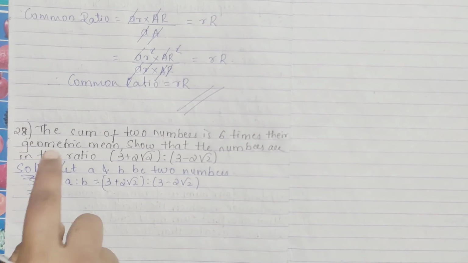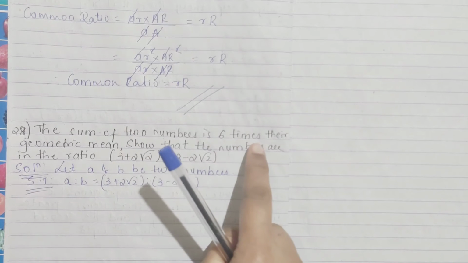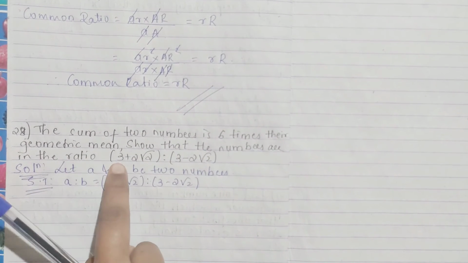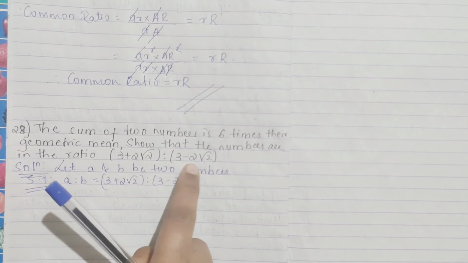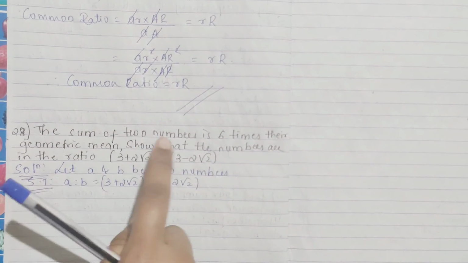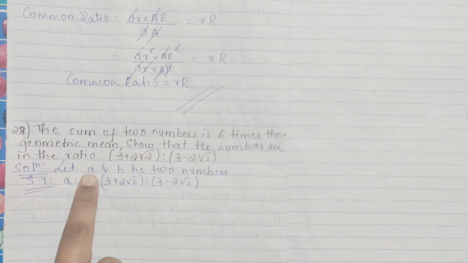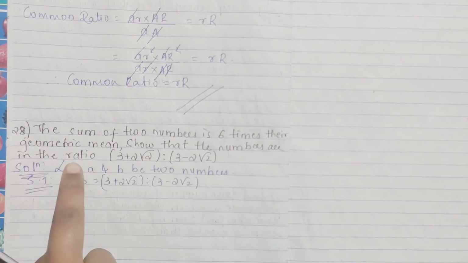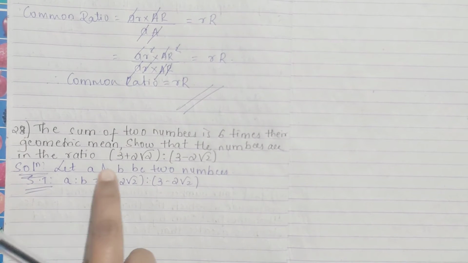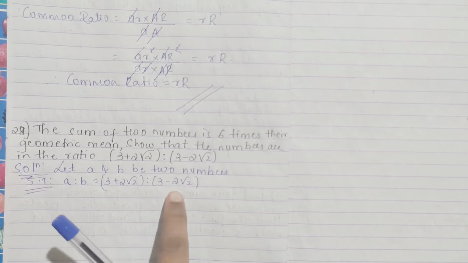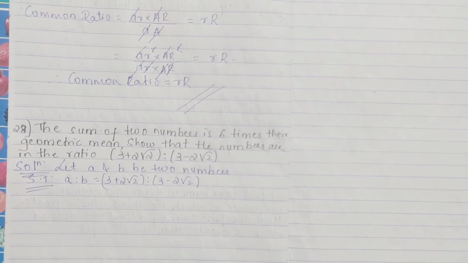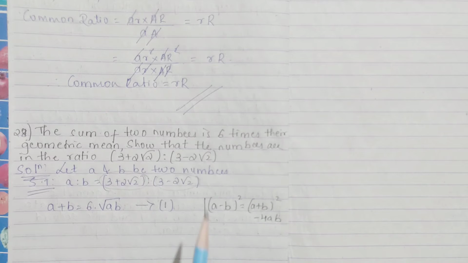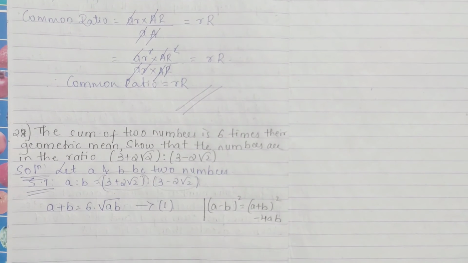Next question, 28. The sum of two numbers is 6 times their geometric mean. Show that the numbers are in the ratio 3 plus 2 root 2 is to 3 minus 2 root 2. So they are telling sum of two numbers, so we don't know the two numbers. What we are doing, let A and B be taken as two numbers. What they are telling is to show that the numbers are in the ratio. So A is to B should be equal to what? 3 plus 2 root 2 is to 3 minus 2 root 2. So basically your A value is this, B value is this, right? So you have to find it like this.